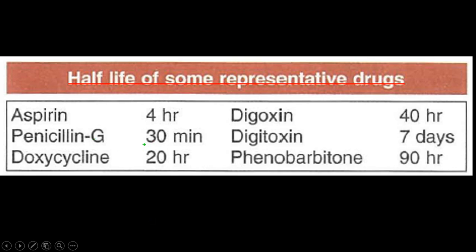I find it hard to remember, but okay, you can remember it like this. Penicillin G has the least T half life, that is 30 minutes. Then it is followed by aspirin, and then doxycycline, and then phenobarbital, and then it is digoxin, which is 7 days. I don't know how you remember it, but it is asked at times in exams also.